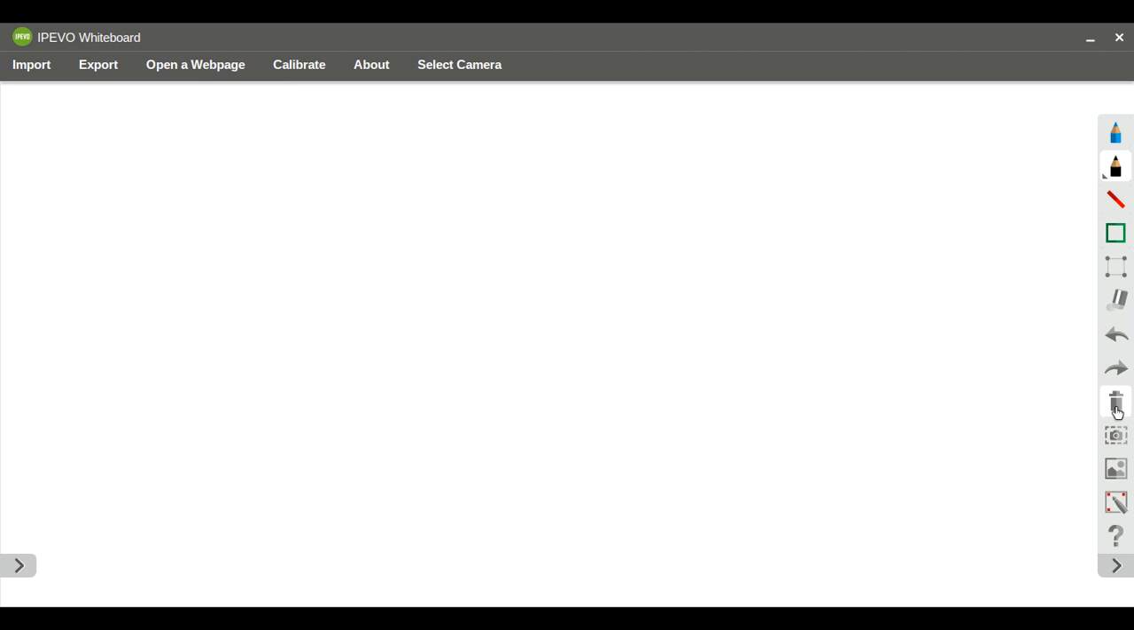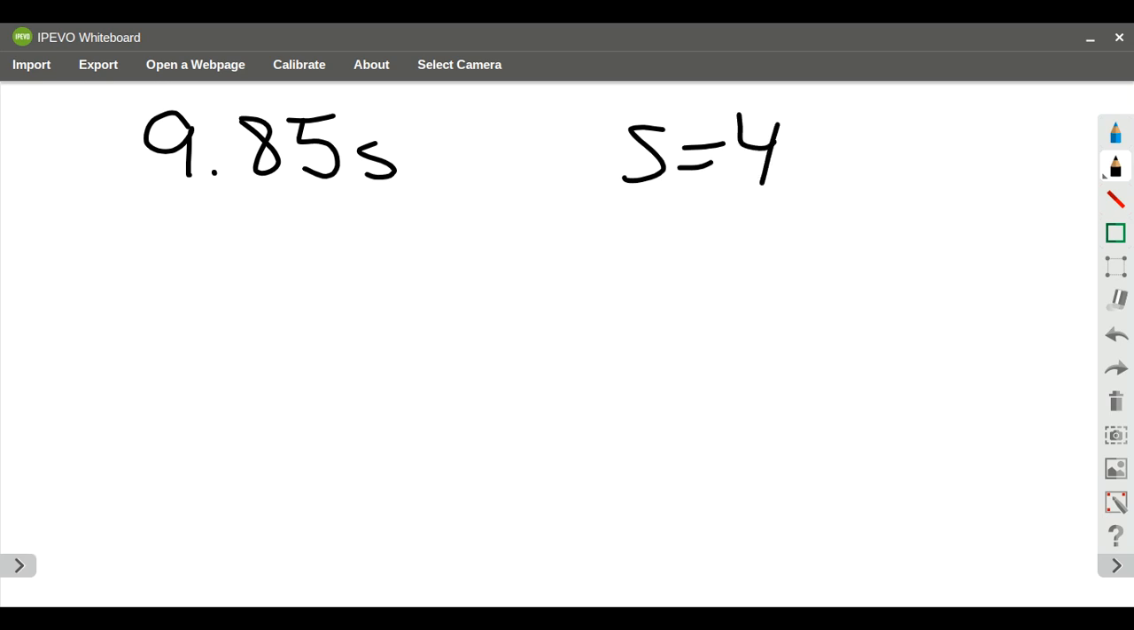All right. So if we take a look at number 4, I have 9 85/100 S, where S is equal to, remember they do the big multiplication symbol, where S is equal to 4.